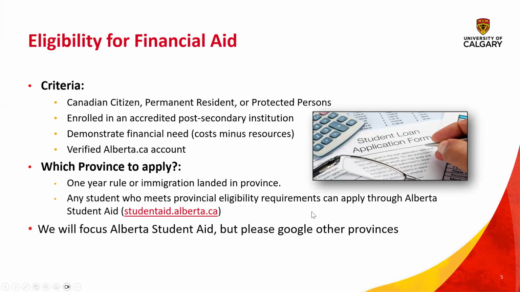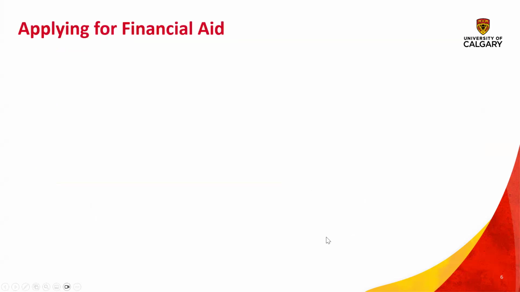If you have moved to Alberta from another province, you will likely need to apply through your home province's student aid program. You can contact your lender directly for more information or Google search, for example, BC Student Aid or Ontario Student Aid, and it will take you to the lender's webpage with information on how to apply for funding. The processes differ a little province by province, and just to note, we're going to use Student Aid Alberta as our template for this session, but just be aware there could be some slight differences based on the province you're applying with.